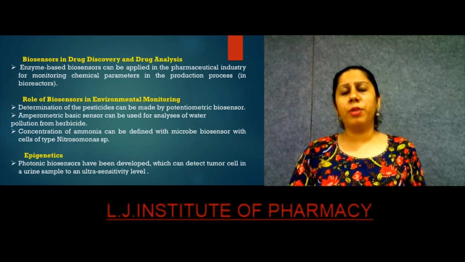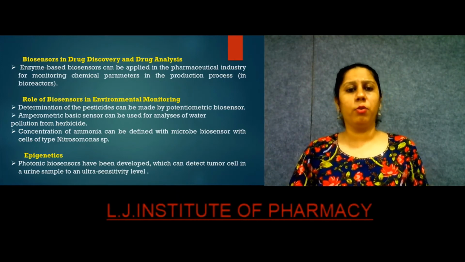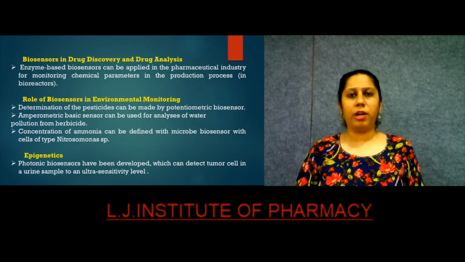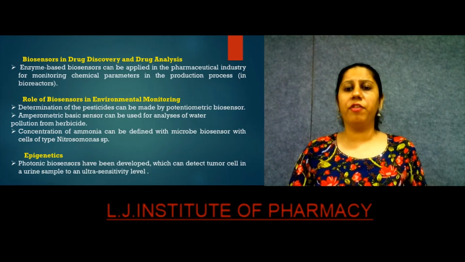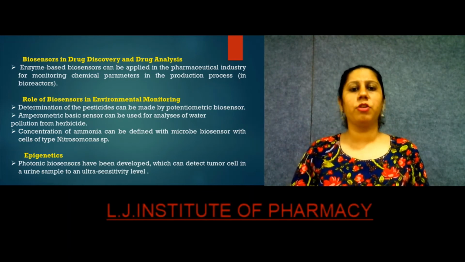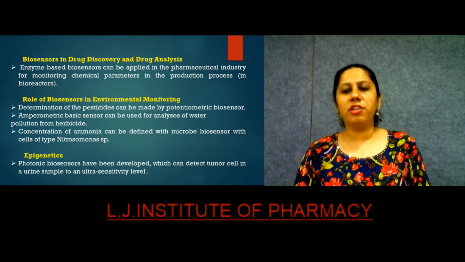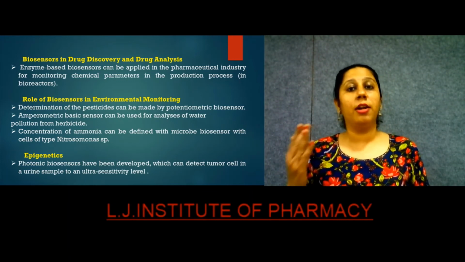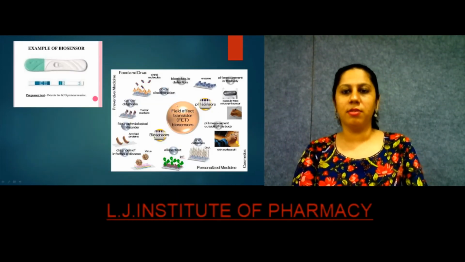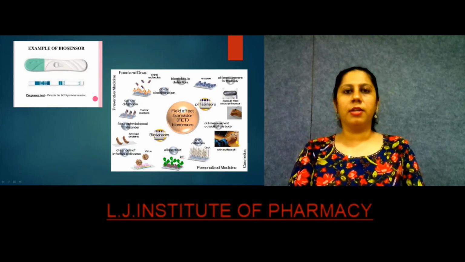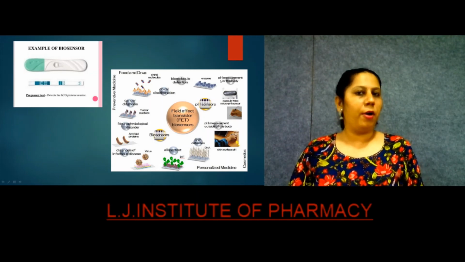They are also used in environmental monitoring, in which you can find herbicide pollution in water or pesticide pollution with the help of biosensors. The concentration of ammonia can be determined with a microbial biosensor using Nitrosomonas species as the immobilized enzyme. Epigenetics is a new branch which detects tumor cells in a urine sample to an ultra-sensitive level. Here you can see the summing up of the biosensors' use in the pharmaceutical industry. Biosensors are completely a boon from biotechnology.